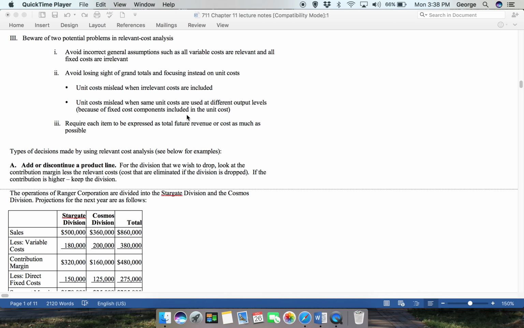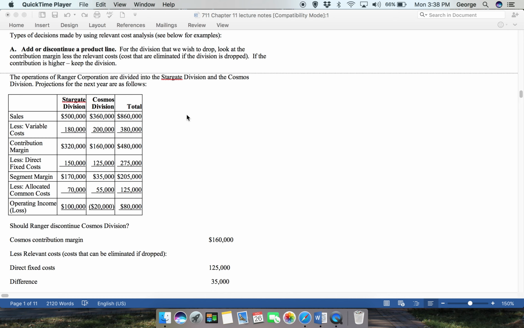Same thing with variable costs. A variable cost may not be differential. If it's not differential, it's not going to be a relevant cost. We want to be careful of unit costs because those are sometimes misleading. All right, so here's the first example.